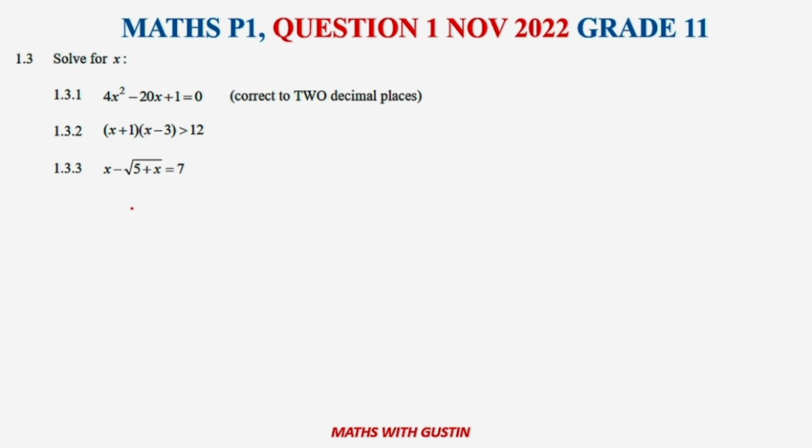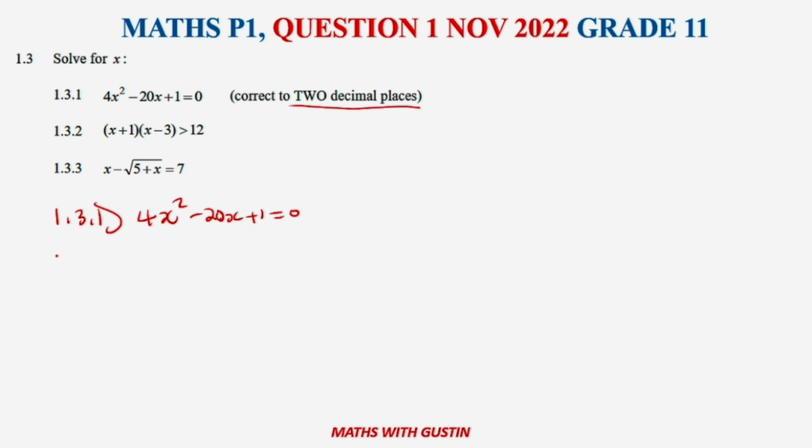1.3 says solve for x. So now we are given 1.3.1. Solve for x. The equation here is 4x squared minus 20x plus 1 equals 0. Therefore, they are saying correct it to 2 decimal places. Whenever you see this, it simply means you need to use the quadratic equation.